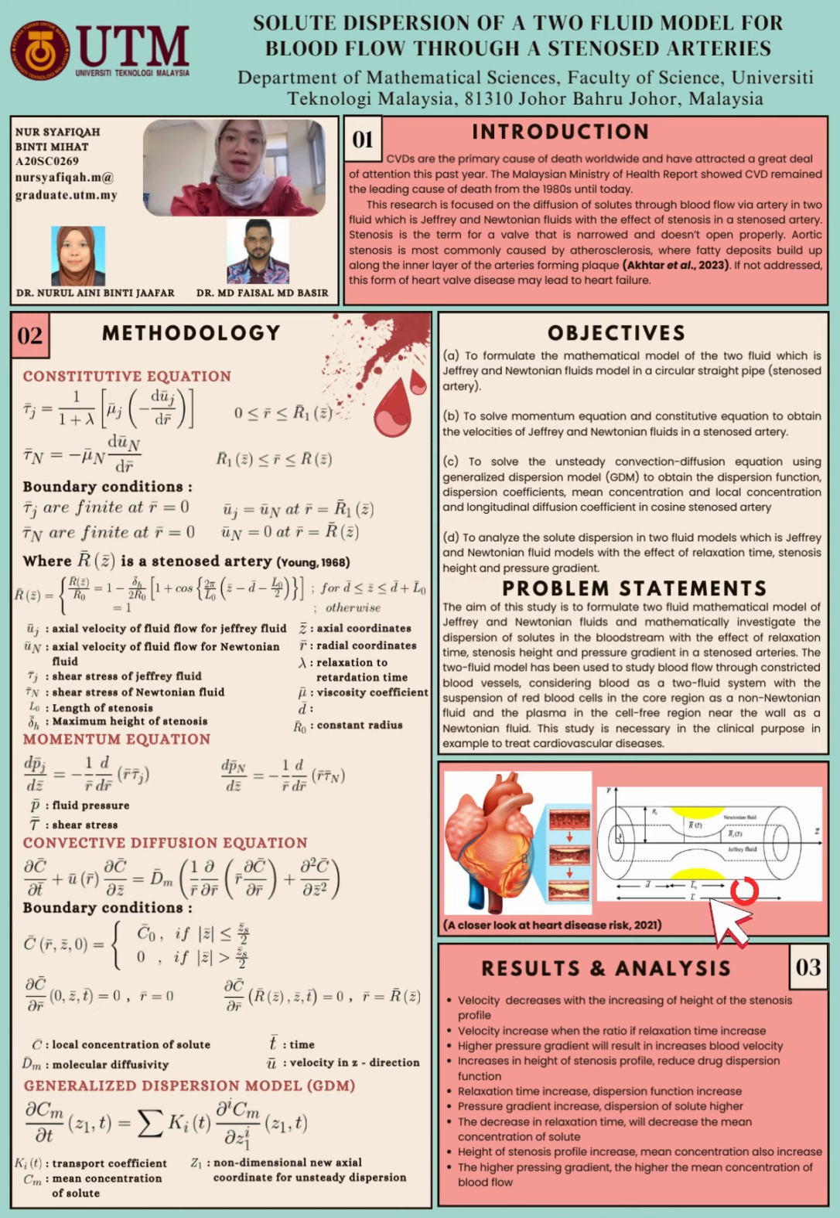I will explain the method by using a generalized dispersion model or GDM. There are three equations that need to be solved. So the first one is constitutive equation of two fluids model, which is J indicates the Jeffrey and N indicates the Newtonian fluid with boundary conditions, and R(z) is a stenosed artery. So next we have momentum equation and convective diffusion equation, and the last one is the generalized dispersion model.